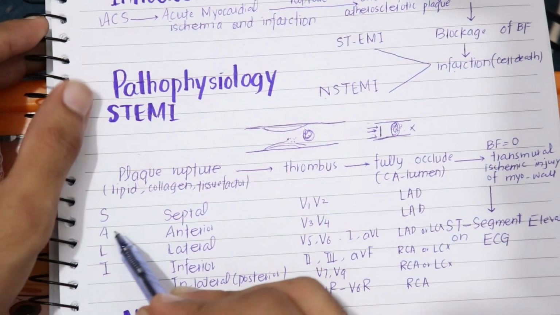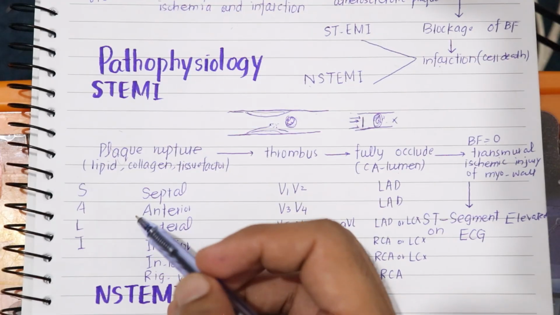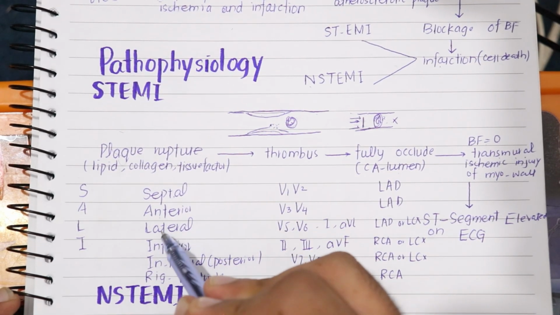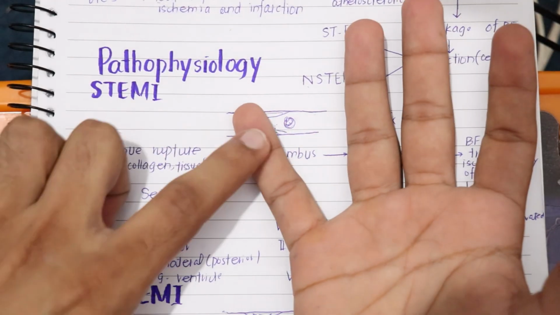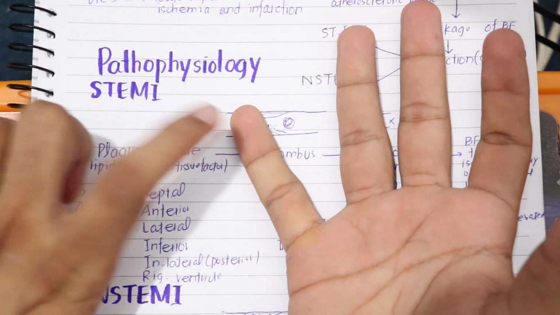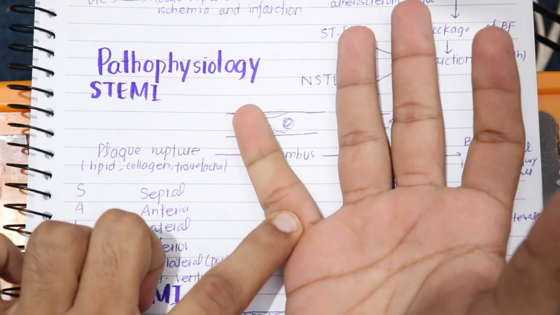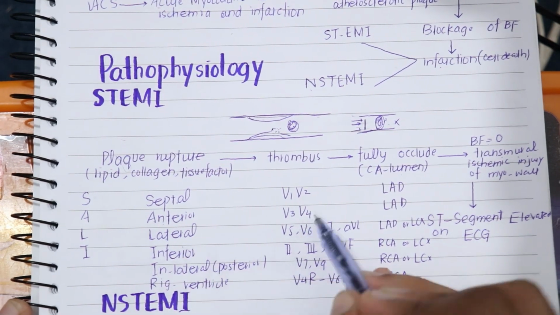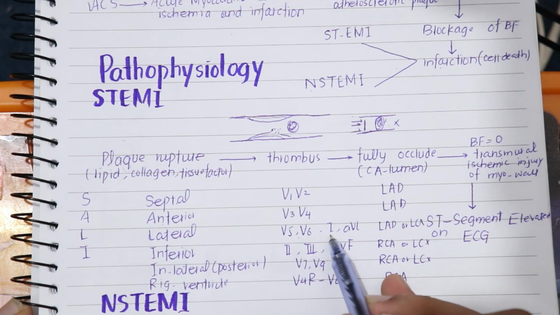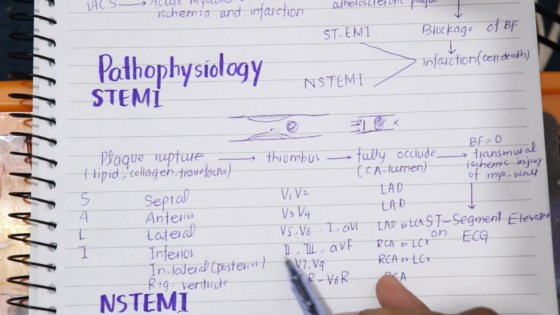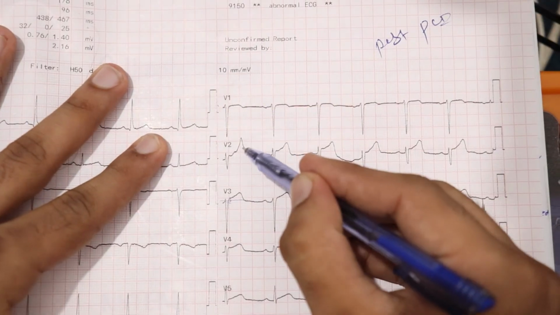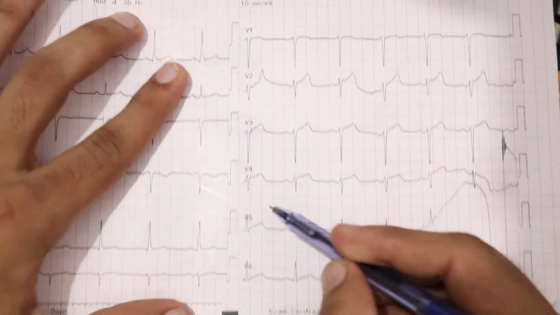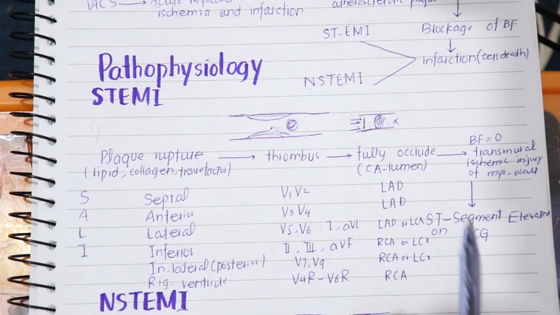So we have a mnemonic, that is SALI. Septal, anterior, lateral, inferior. You can count on your fingers, SALI. Septal infarction, anterior infarction, lateral wall infarction and inferior wall infarction. V1, V2 for septal, V3, V4 for anterior, V5, V6 plus lead 1 and AVL for lateral, and for inferior it is leads 2 and 3.